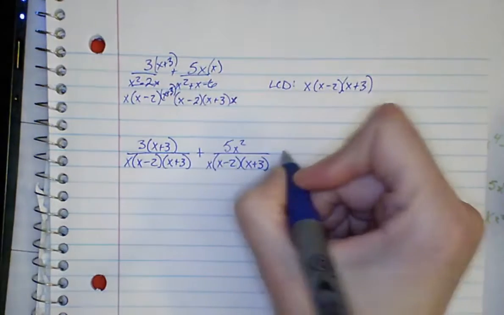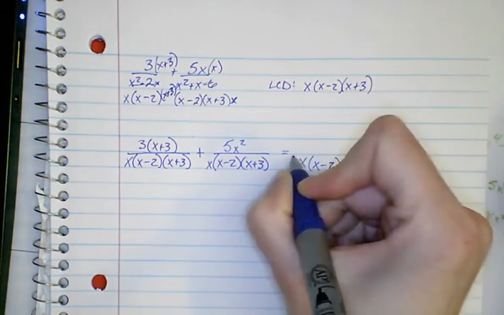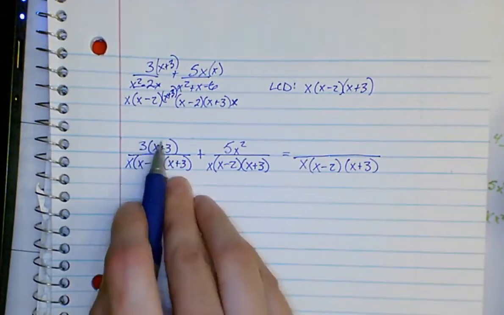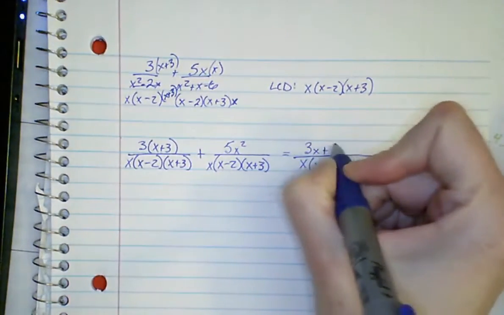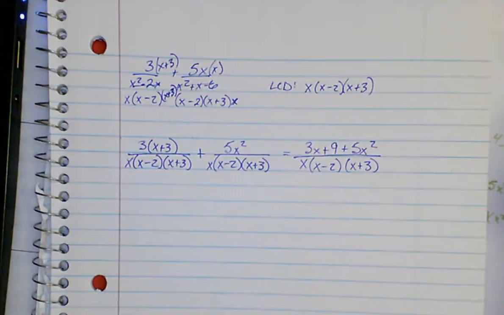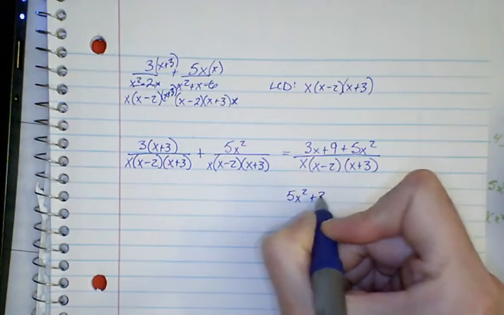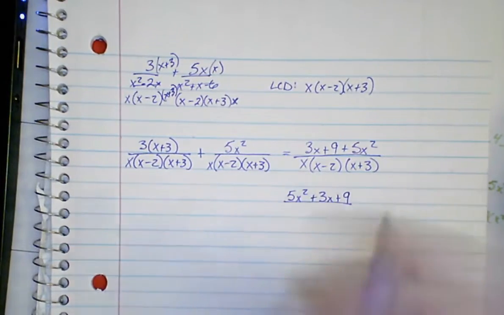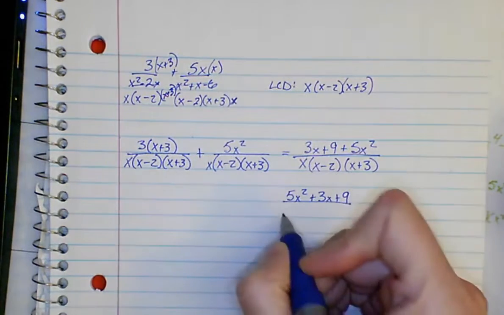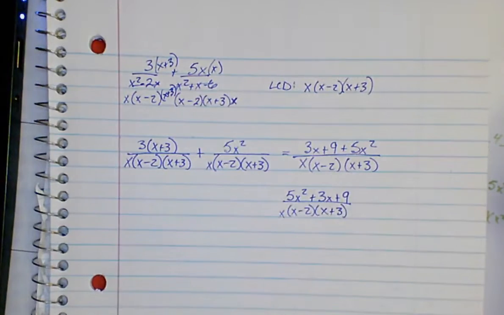Now that our denominators are the same, we write our answer as one denominator, and then we add the numerators. Here we have to do a little work with distributing that 3x, and then we have a positive 5x squared. I'm going to go ahead and reorder my terms in the numerator so they are from least to greatest. This is prime. It will not factor. If you go and look at my primability video, that will explain.